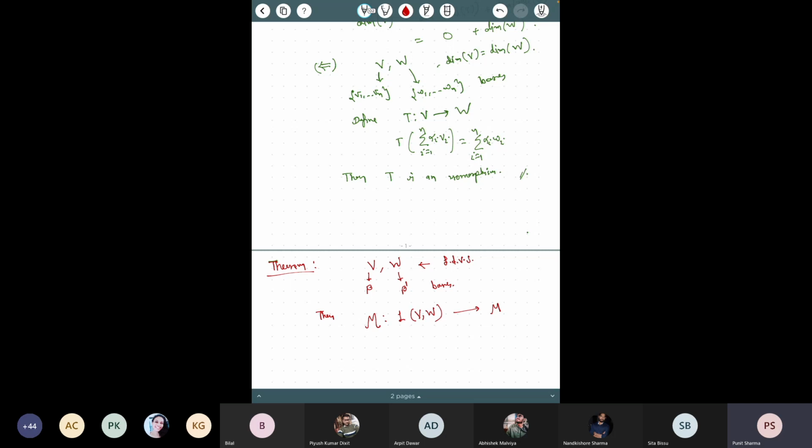Let me just change the notation, otherwise I might confuse. So let us define this linear transformation by, let's say, G.